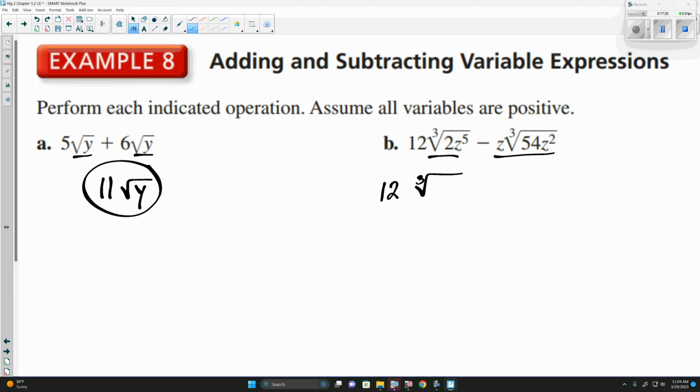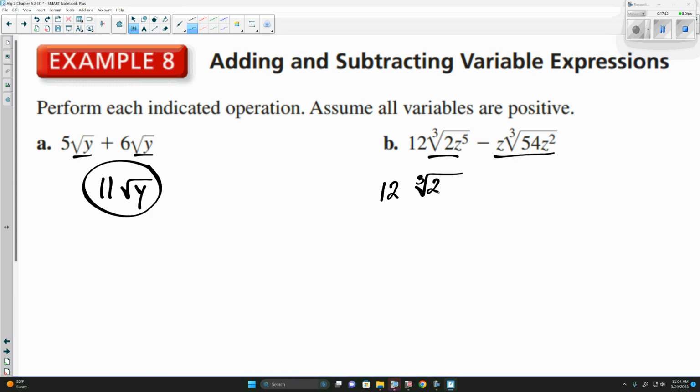So the first thing, looking at this here, the cubed root of 2z to the 5th. Well, we can't take the cubed root of 2. 2 is as simple as it gets, so we'll have that there. Now, z to the 5th, that can simplify, because with variables, if the exponent's bigger than the root, bigger than the index, it can be reduced.